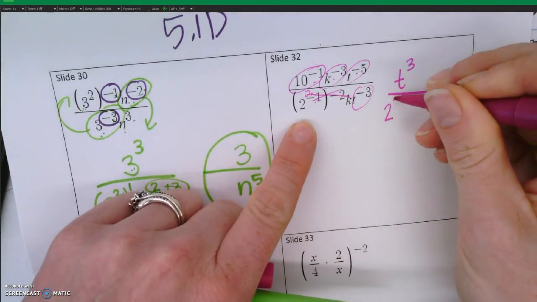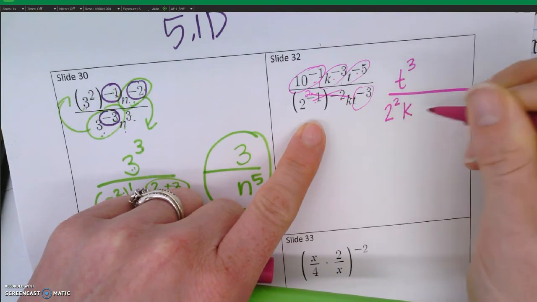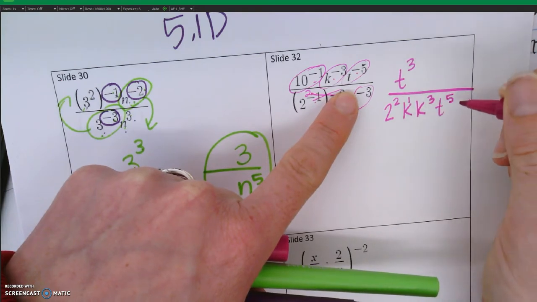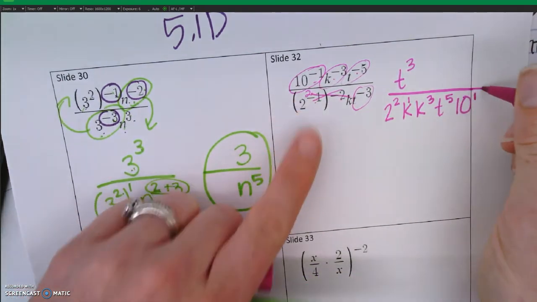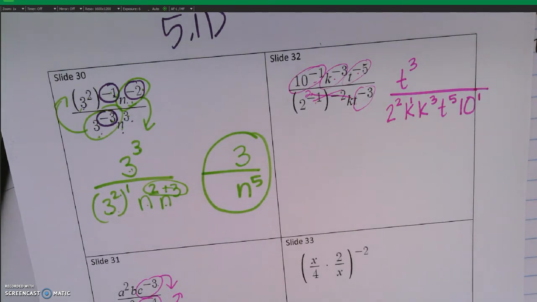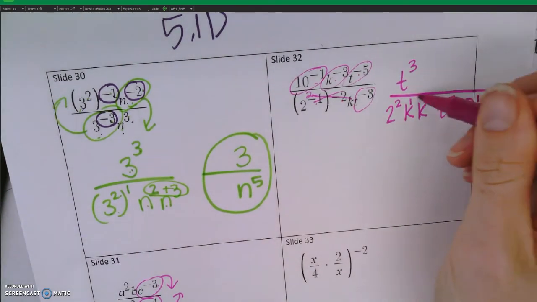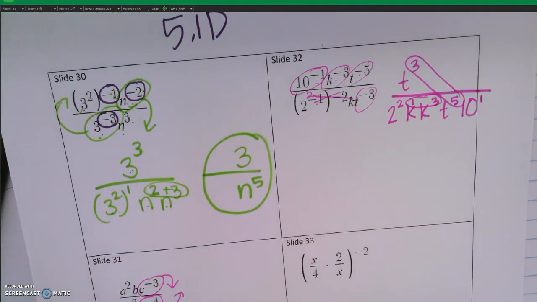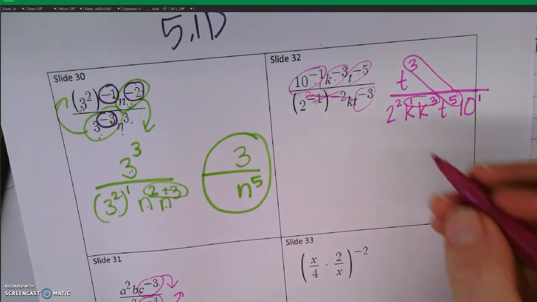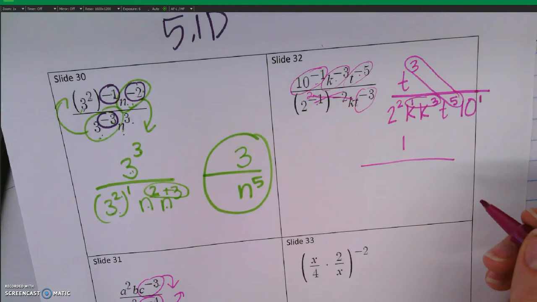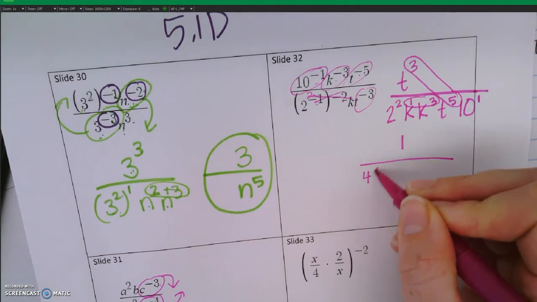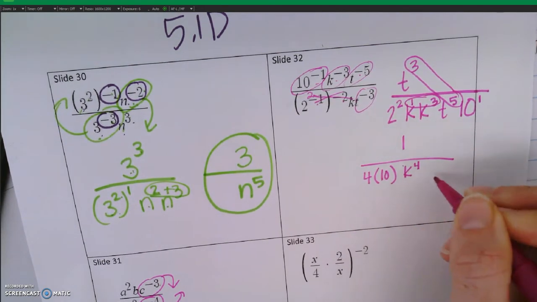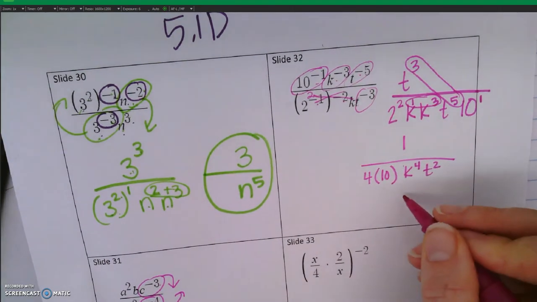I'll write what's already down there. 2 squared. There's a k. There's also now a k to the third. There's a t to the fifth, and a 10 to the first. Remember, when you cross the line, you change the sign just of your exponent. Here, these k's, those exponents can be added, and these t's, we're going to have 3 factors cancel out, and 2 factors of t will be left in the denominator. So now let's see, we have 1, 4, 2 to the second times 10, k to the fourth, t to the second, and we can keep simplifying this.